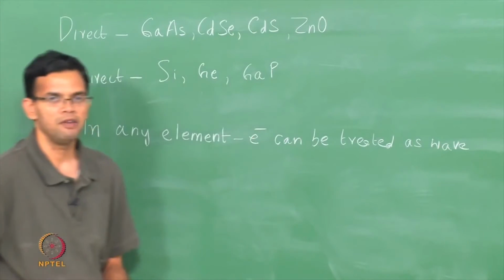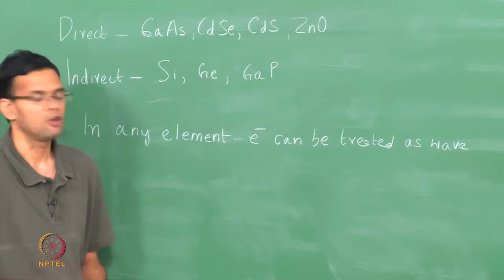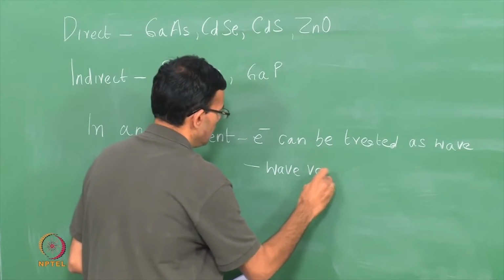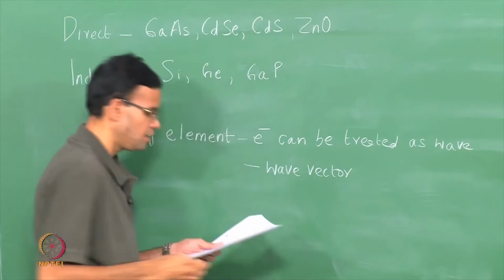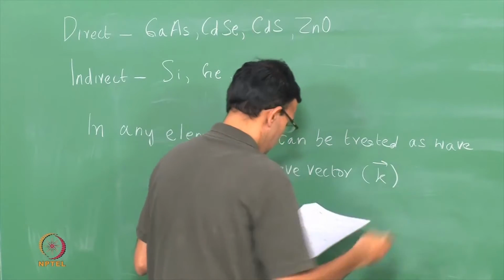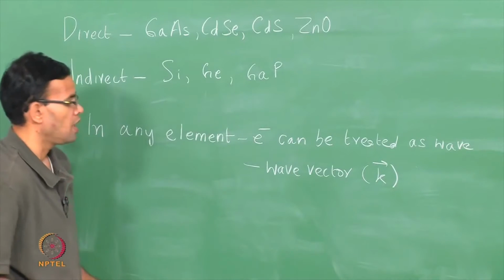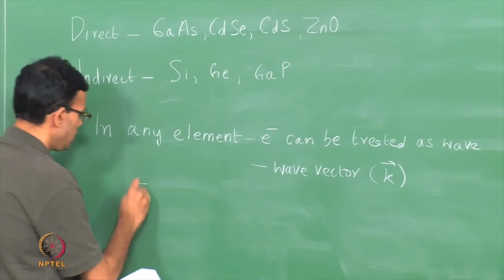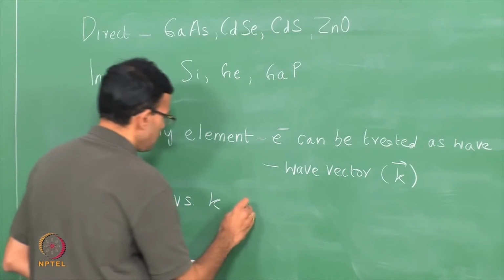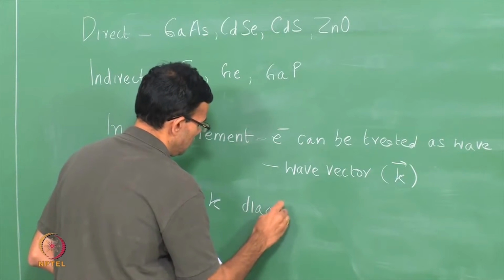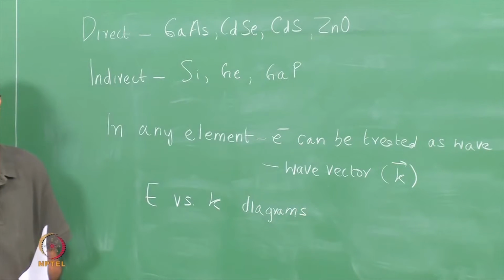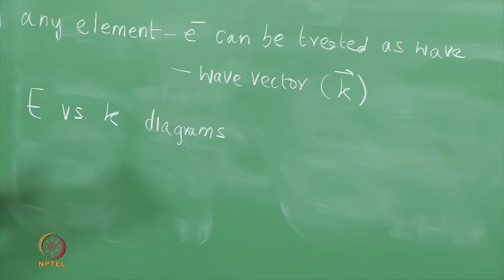And when you have a wave, it always has something called a wave vector, and the wave vector is denoted by k. So, thus for materials you can construct what are known as E versus k diagrams. This is typically done for both the valence band and the conduction band.